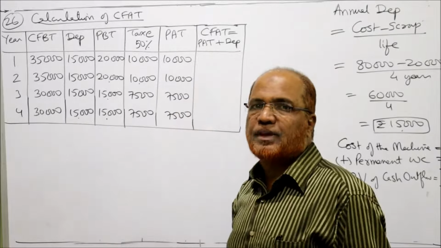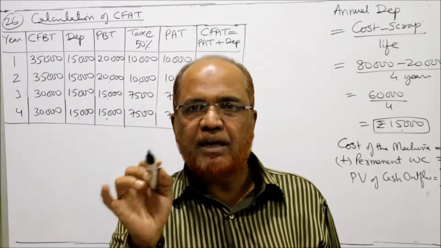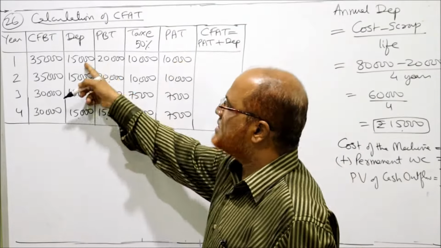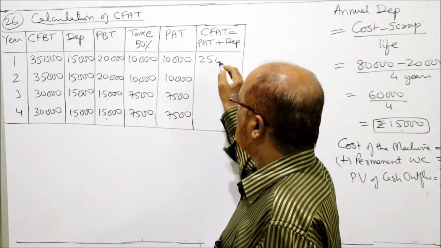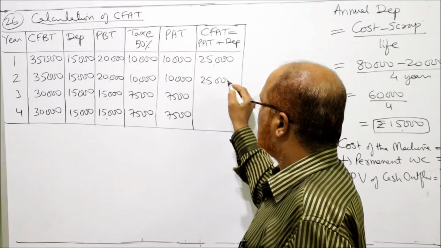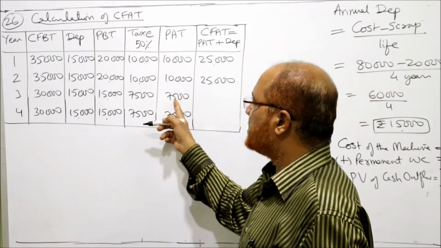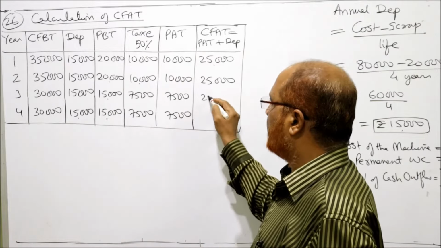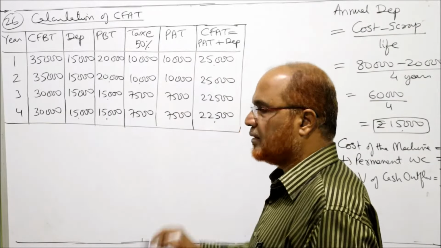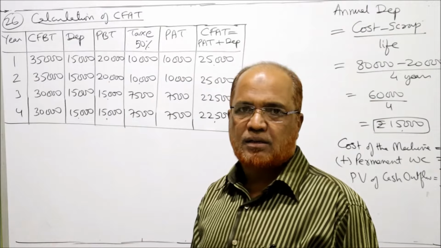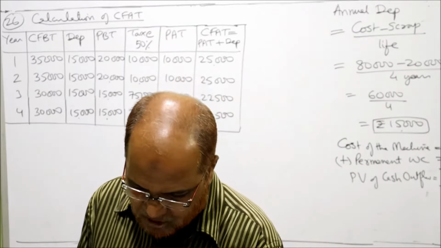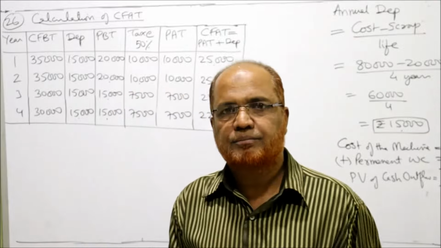Now to find the CFAT, cash inflow, PAT plus depreciation. So this PAT 10,000, depreciation 15,000, it will become 25,000. Here 10 plus 15, 25,000. Here 7,500 plus 15,000, 22,500. Here also 22,500. That's it. So these are called CFAT values, cash flow after tax.